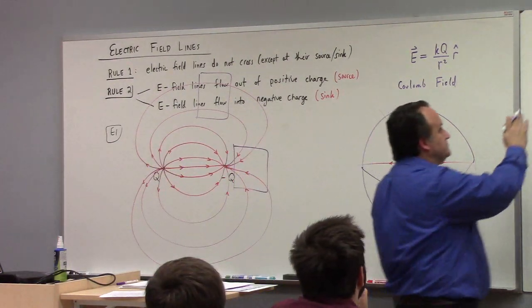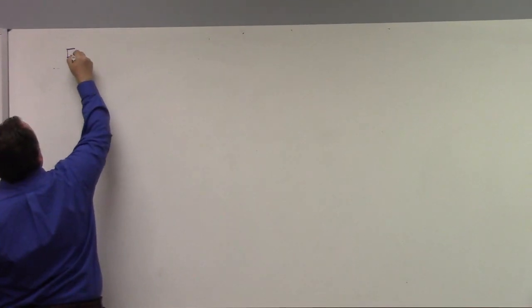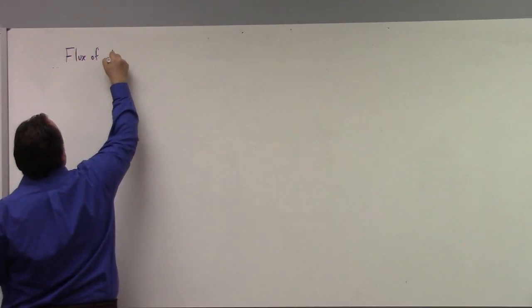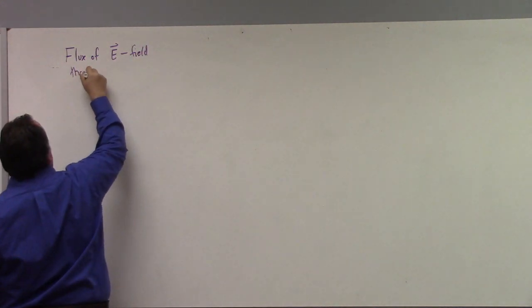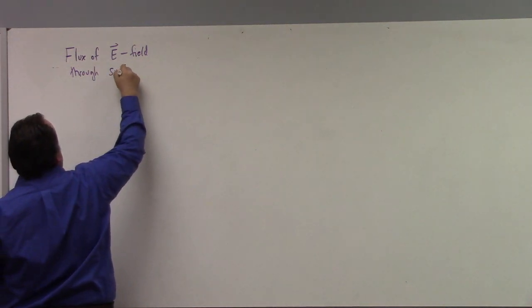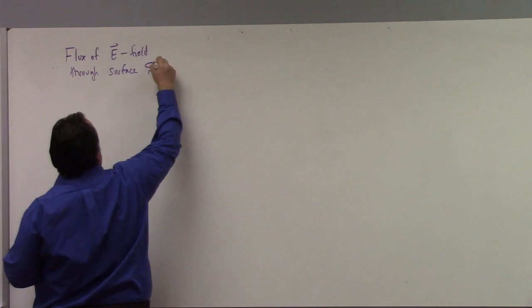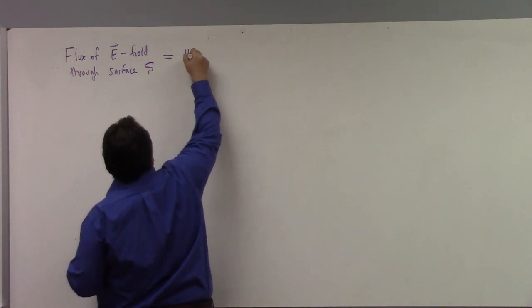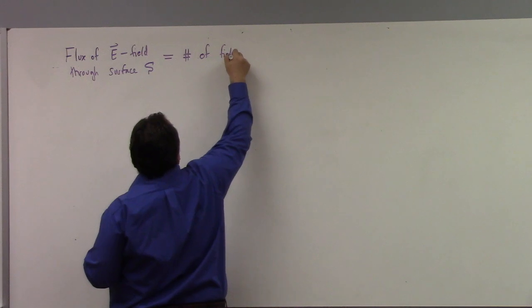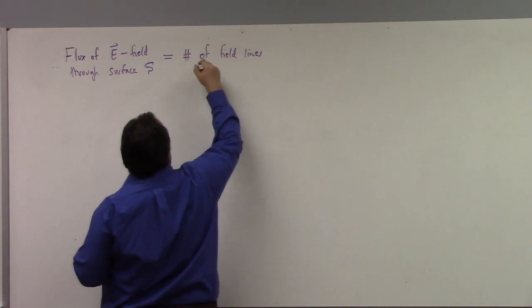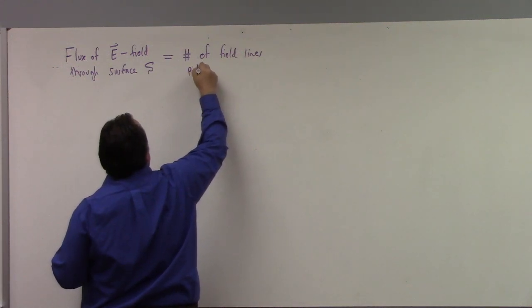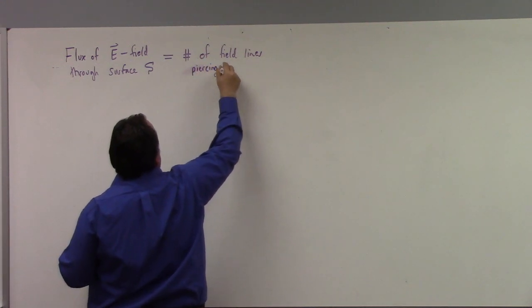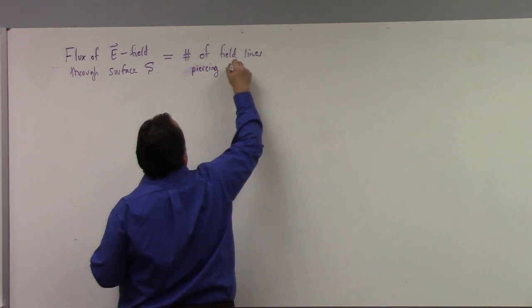So flux, the flux of the electric field through a surface S, right? One way to think about it is it's the number of field lines poking through. There's probably a better word for that, right? Piercing, that's the word I'm thinking of. Piercing, probably misspelled that. You guys fix it for me. Piercing the surface.